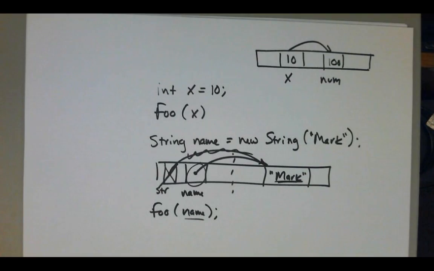So in essence, we have pass by reference with objects, but we don't call it pass by reference. We call it pass by value, because really what we're doing is we're copying the reference from one place to another.